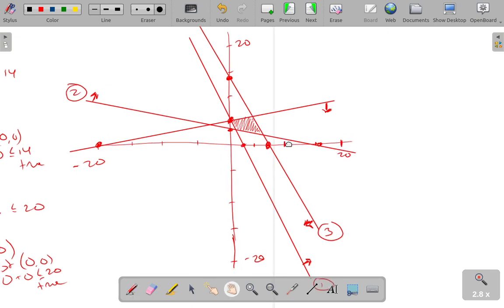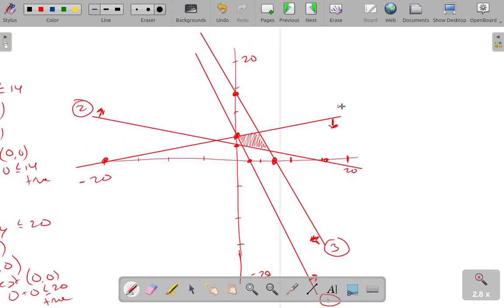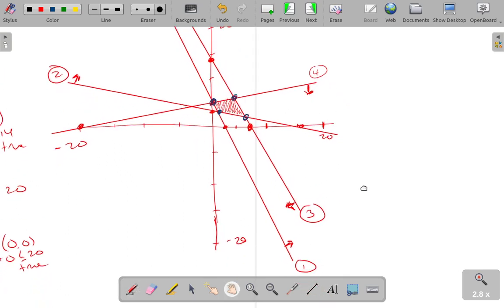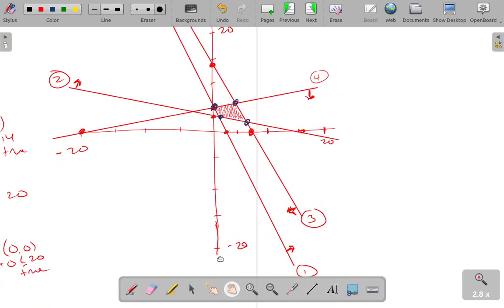So that means, let me label this as line 4. That means that our corner points are here, here, here, and here. Let me choose a different color. Here's a corner, here's a corner, here's a corner, and here's a corner. Those points we need to find the coordinates of. Alright, well, if only we knew how to find the intersection of 2 lines.